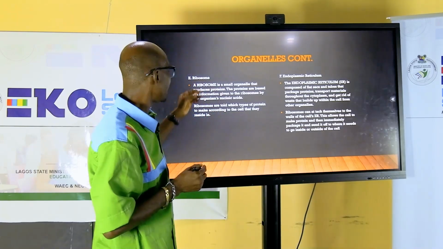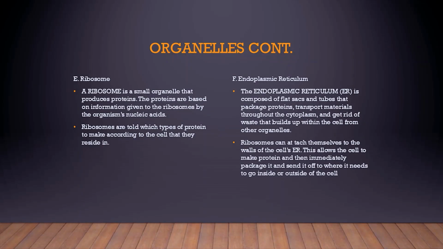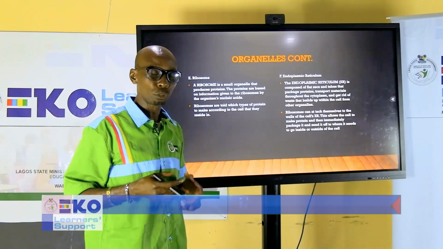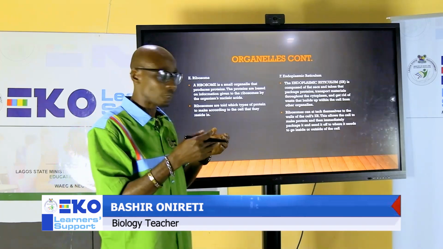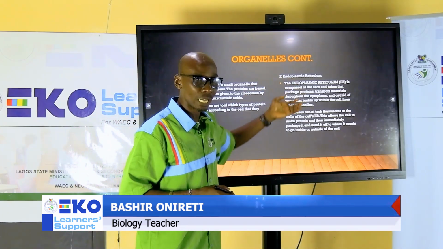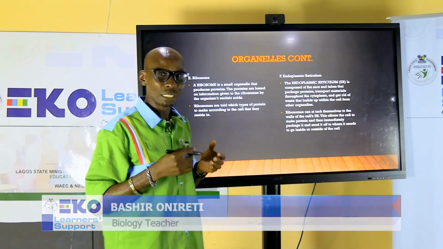The next one is the ribosome. For the cell to produce protein, ribosome is the specialist in the production of protein. Protein is needed for the growth and replacement of worn-out tissue of the cell. After the production by the ribosome, the protein needs to be transported. That is why I move to the next organelle, endoplasmic reticulum.